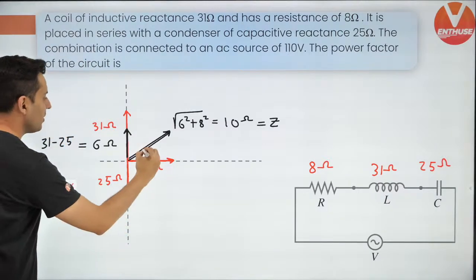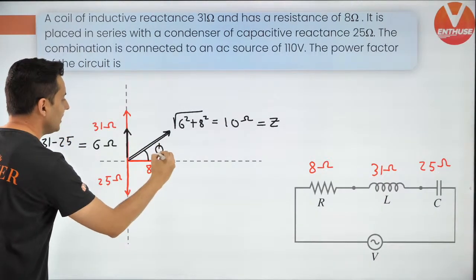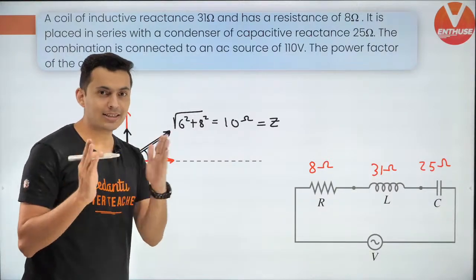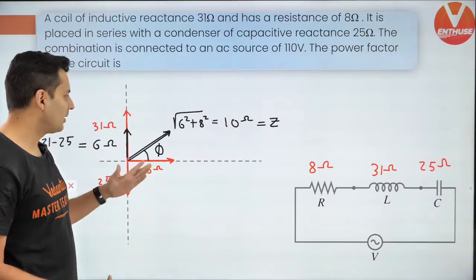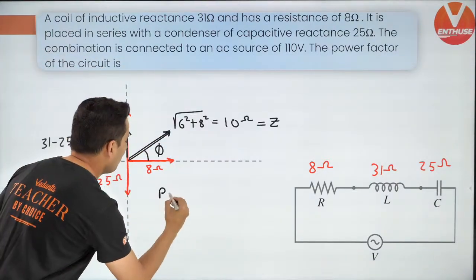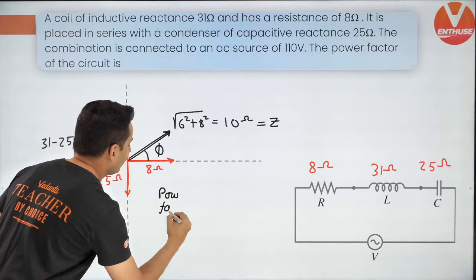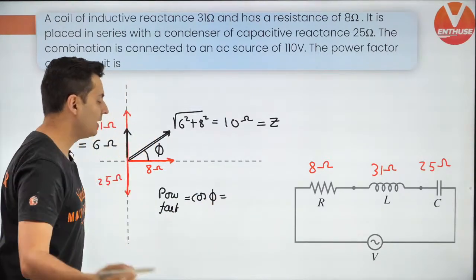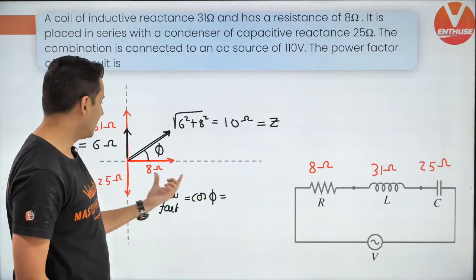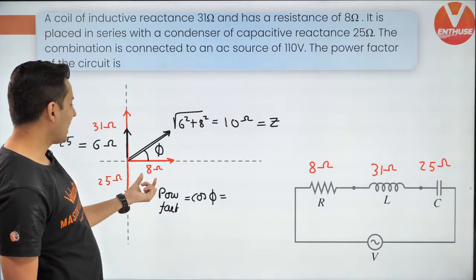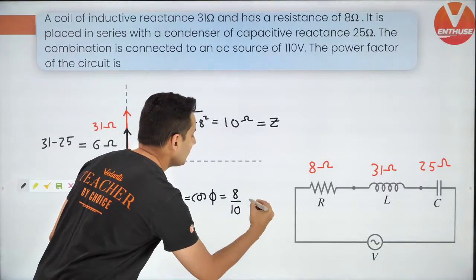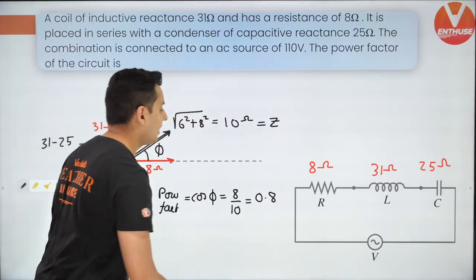Now, that's it. Our job is done. Whatever angle I get over here, that is the phase difference, phi, between voltage and current. So power factor is going to be cos of phi. And what is the cos of phi value? Cos phi is nothing but 8 by 10, obviously. So 8 by 10, which is nothing but 0.8. That is the final answer.